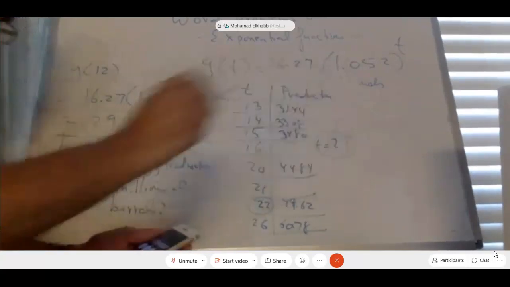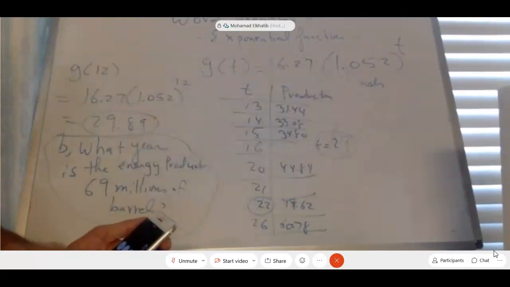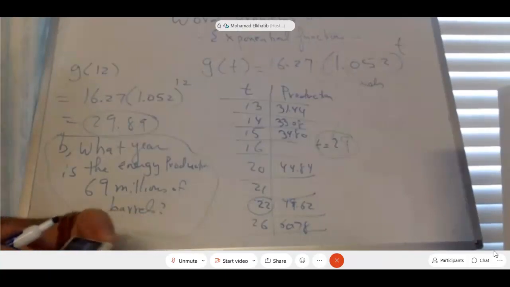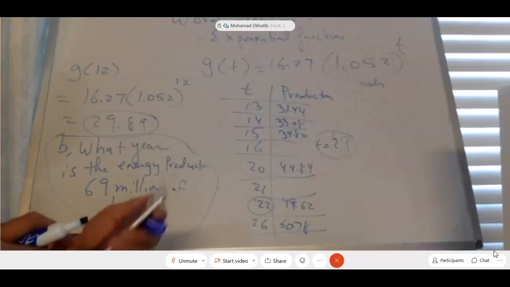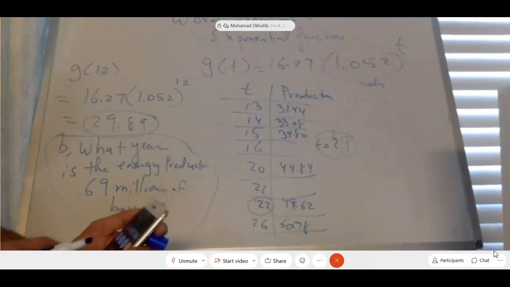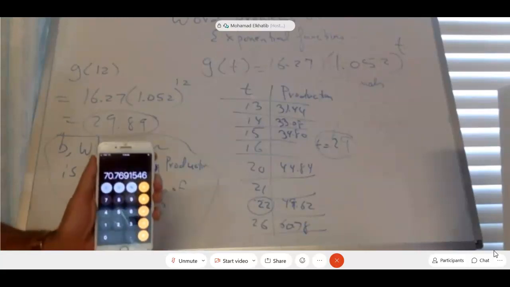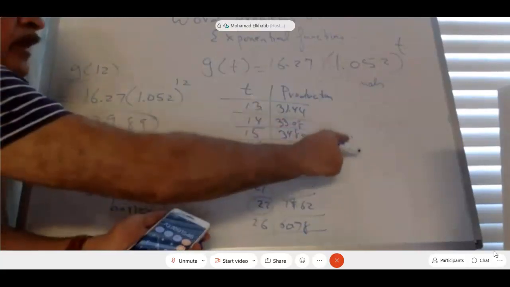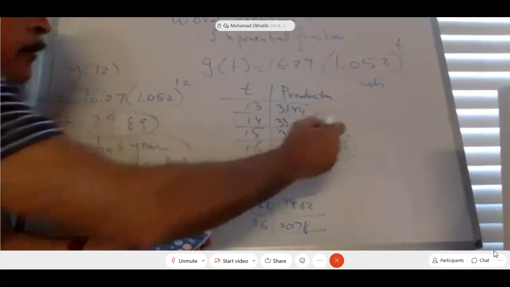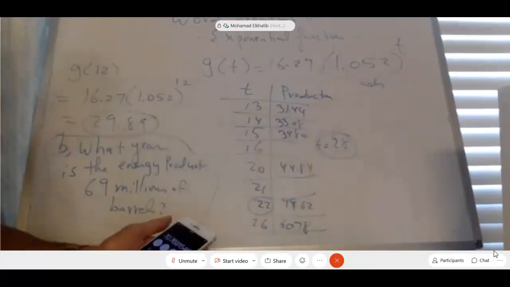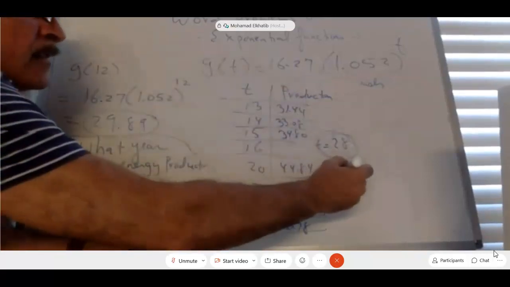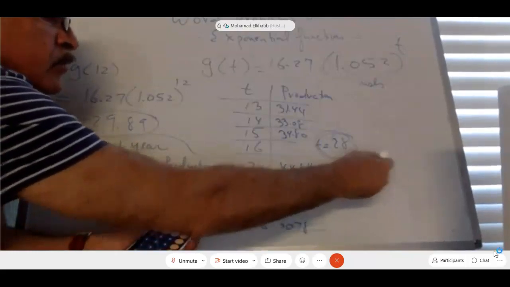29. Okay, 16.27, sorry. 1.05 to the power 29 times 16.27. I got 71. That means 28 will be the answer. That's the closest. But you don't write down T equals 28. Remember, you're going to add 2000. So the answer is going to be the year 2028.